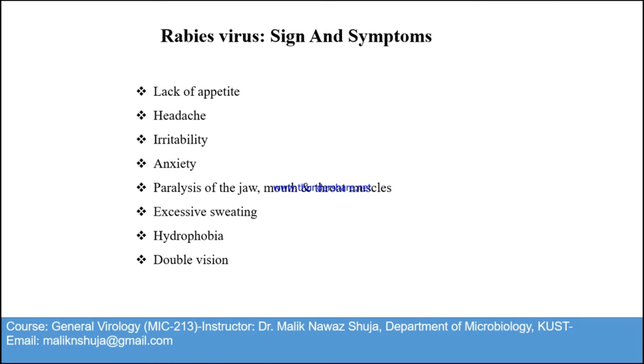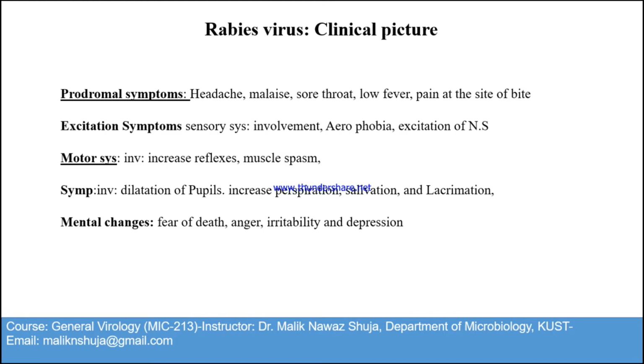So the first symptom of the rabies virus is the lack of appetite, headache, irritability, and anxiety, paralysis of jaw, mouth, throat muscles. So these are basically showing the early stage prodromal symptoms, signs and symptoms of the rabies virus. The first symptoms of rabies may be very similar to those of the flu, including general weakness or discomfort, fever, and headaches. These symptoms may last for some days.